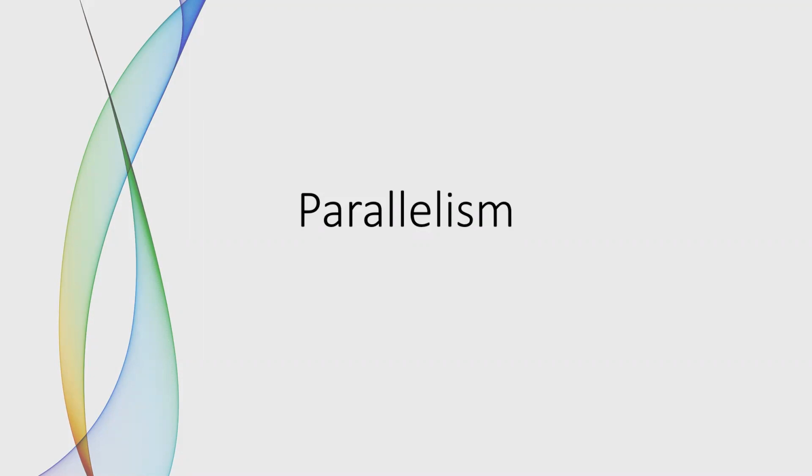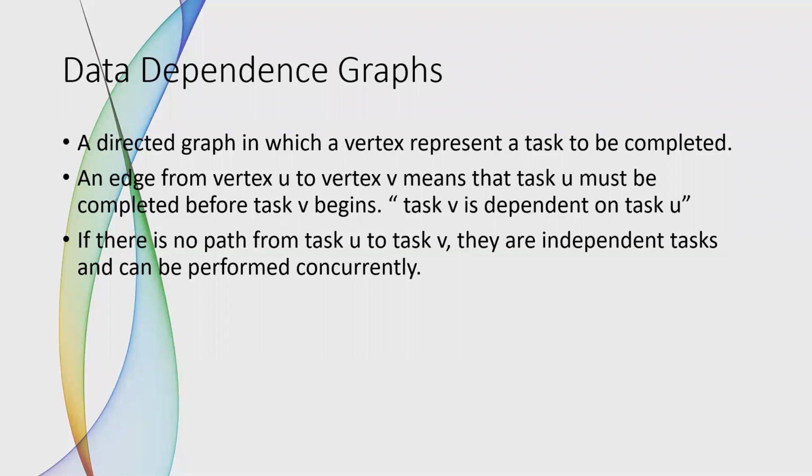In order to understand the concept, we will first look into something called data dependence graph. As the name suggests, a data dependence graph is a graph where the vertex represents the task to be accomplished. The edge is a directed one from one task V1 to another task V2, indicating that V2 can be executed only after V1, or otherwise V2 is dependent on V1. So if there is no path between two tasks, they can be executed independently or simultaneously.